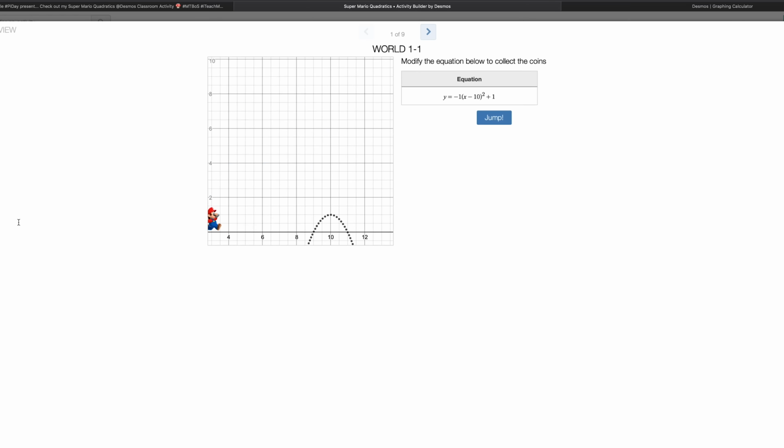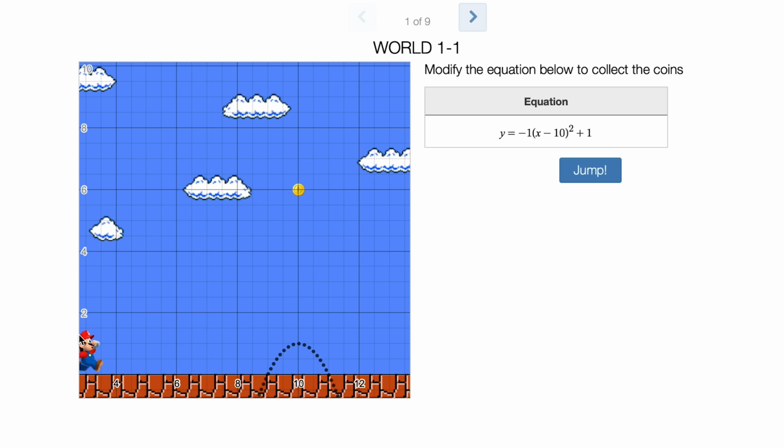Let's start with just World 1-1. Beautiful, so here's Mario. We want him to catch that coin. And the rules of the game are that Mario just runs along the ground until he reaches this dotted line, which is our parabola. And at that point, he will jump and follow that path until it intersects again with the ground, and then he'll continue on with the ground. So let's say I do nothing and I keep this equation the way it is. If I have Mario jump, he's going to not make it all the way to the coin.